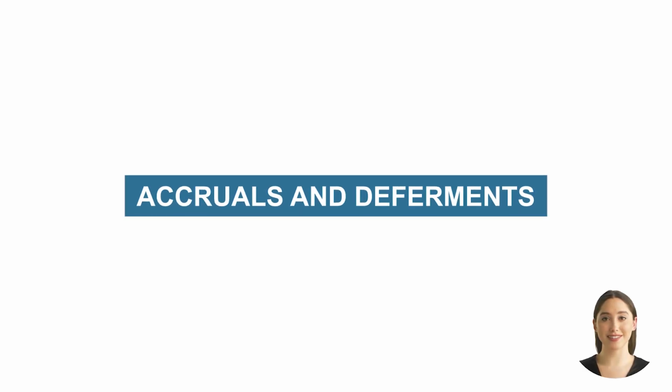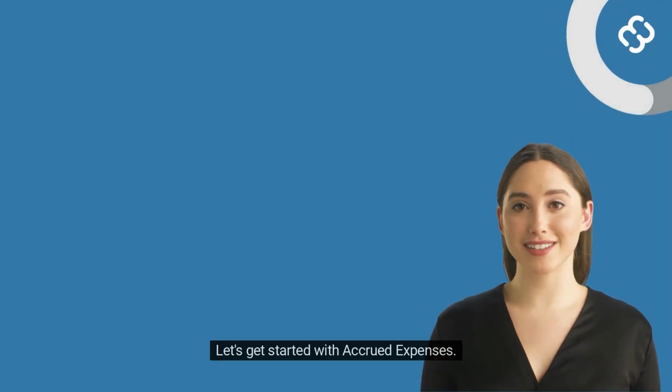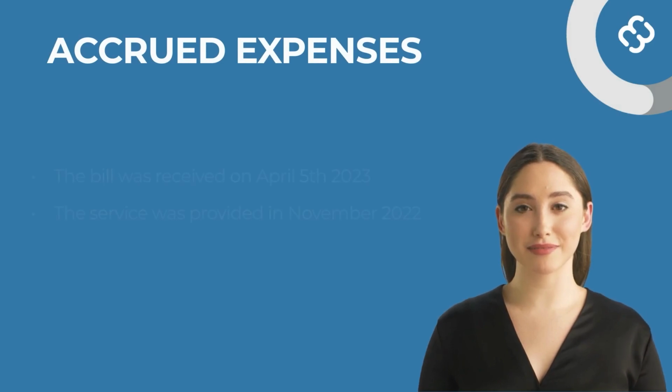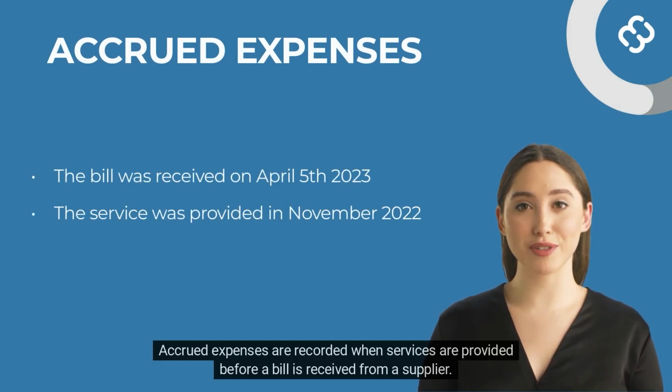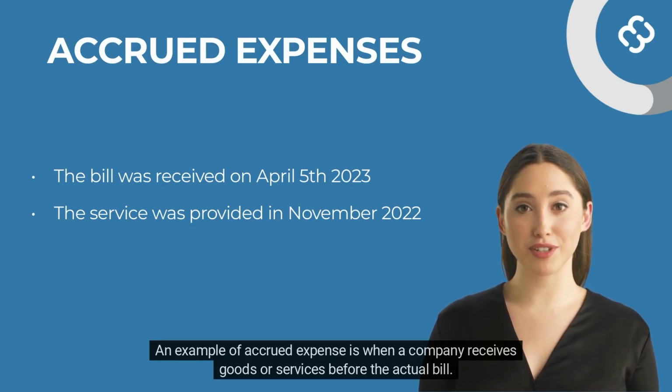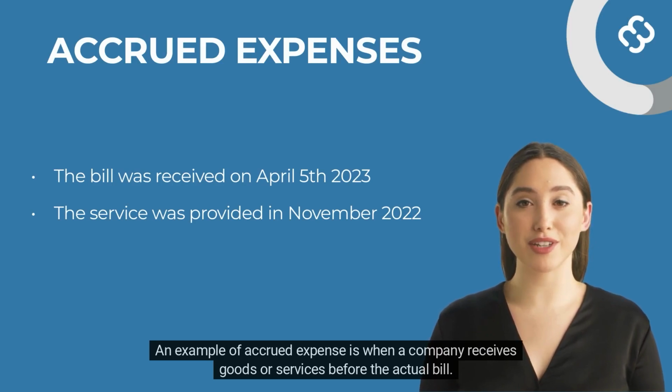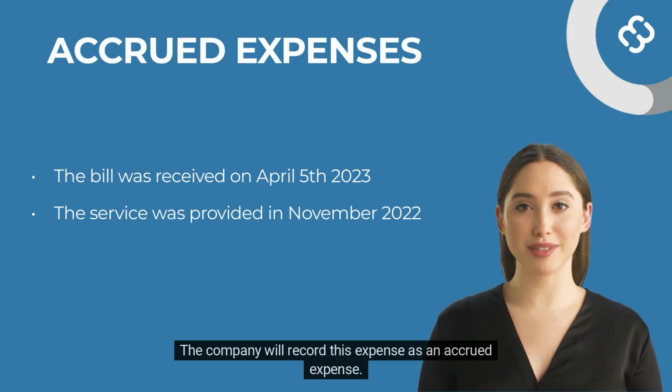Accruals and Deferments. Let's get started with accrued expenses. Accrued expenses are recorded when services are provided before a bill is received from a supplier. An example of an accrued expense is when a company receives goods or services before the actual bill. The company will record this expense as an accrued expense.